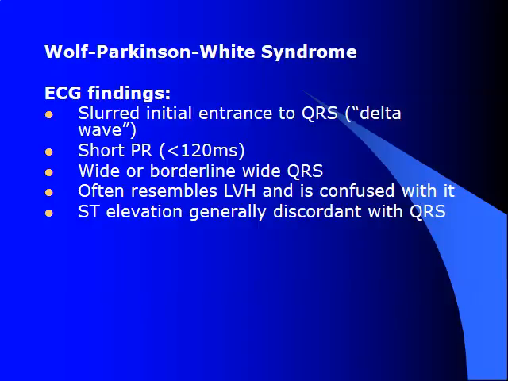Okay, so our EKG findings with Wolff-Parkinson-White, we've already looked at it a little bit, but our most distinguishing finding is going to be a slurred initial QRS complex, that delta wave that we discussed. We'll have a short PR interval, a generally borderline wide QRS, and we can't confuse it with LVH. The ST elevation is generally going to be discordant from the terminal QRS deflection.